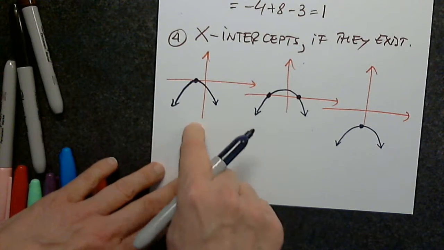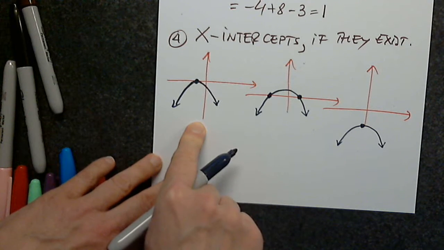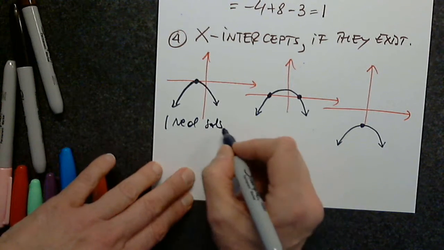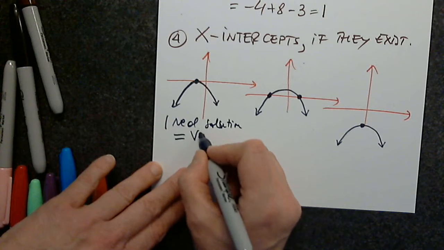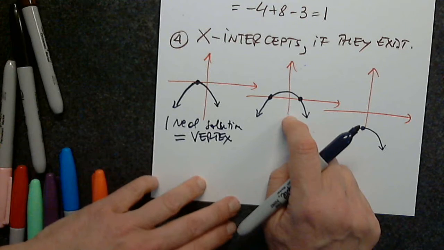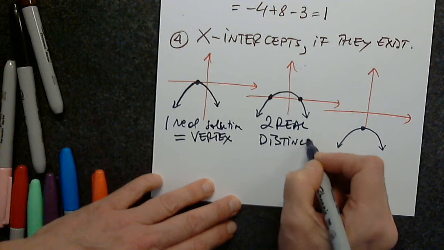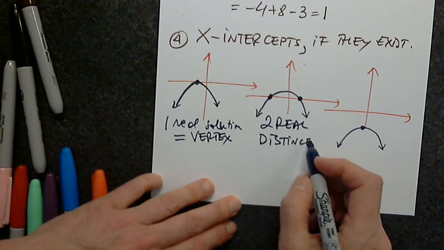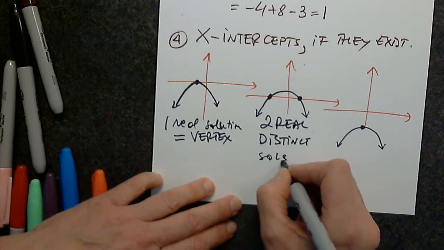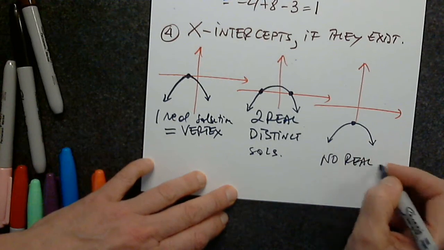How many x-intercepts do we have here? One, and that's also the vertex. Would you agree? One real solution, which is the vertex as well. How many solutions here? Two. Two real, distinct. Here they're not distinct, they're the same. Two solutions, right? Two real distinct solutions. How many solutions here? No real solutions.